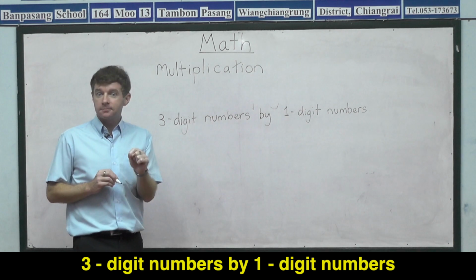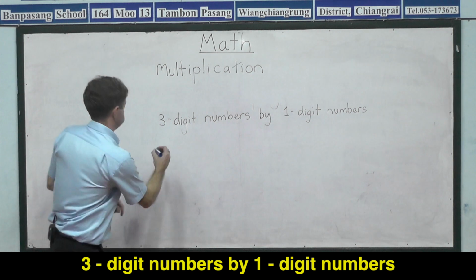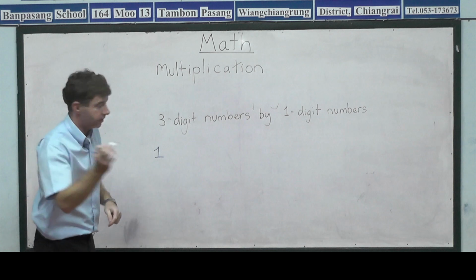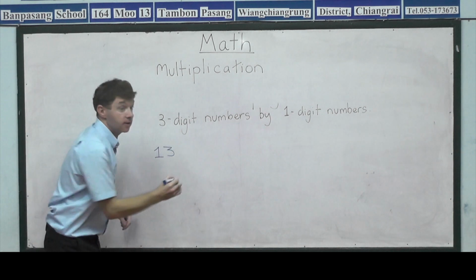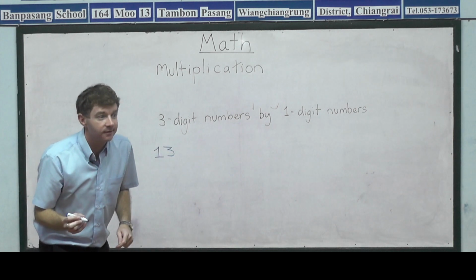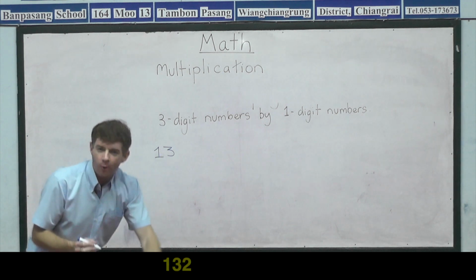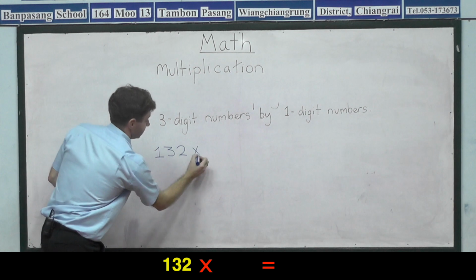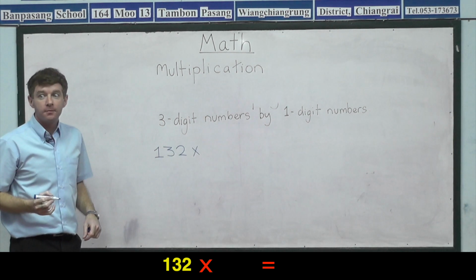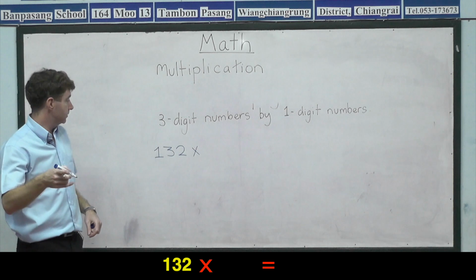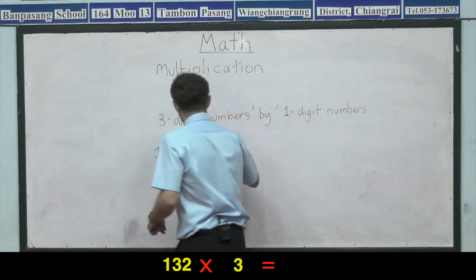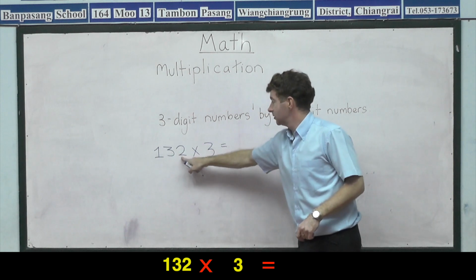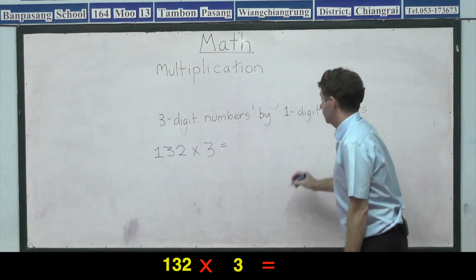Just one number. 1. Can I have another low number? 3. Another low number? 2. Another low number. 3. Okay. So what's our problem? 132 times 3. Okay, so let's see.